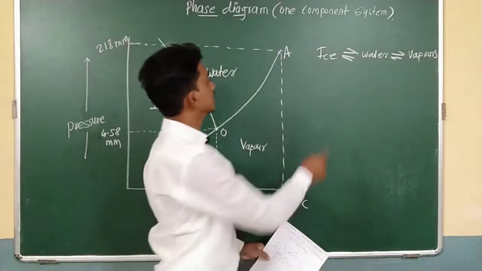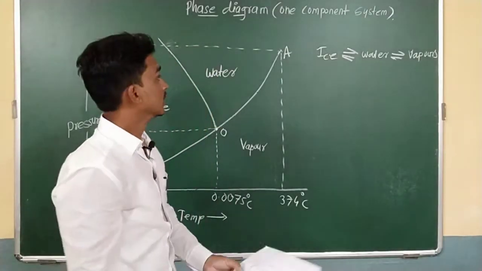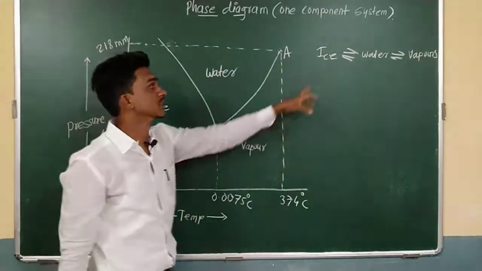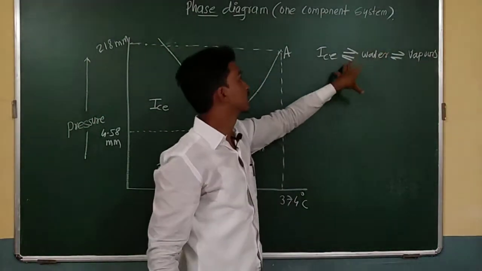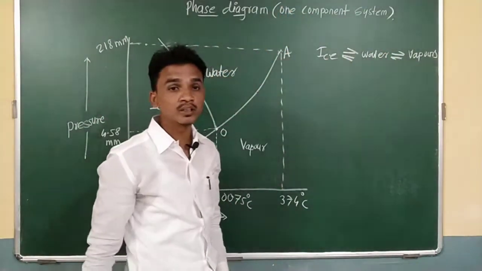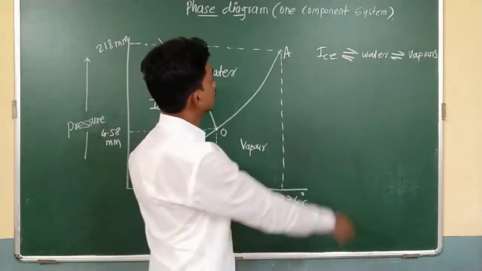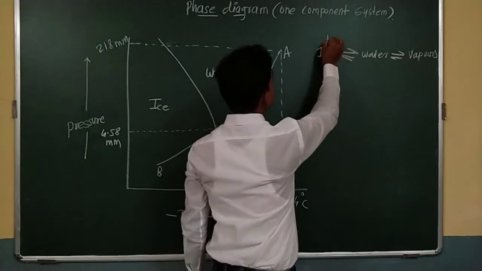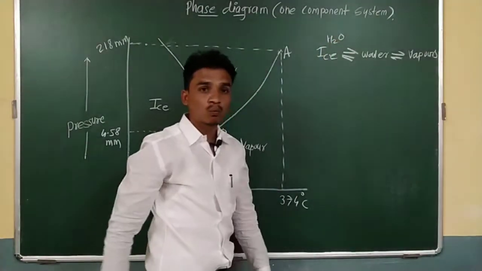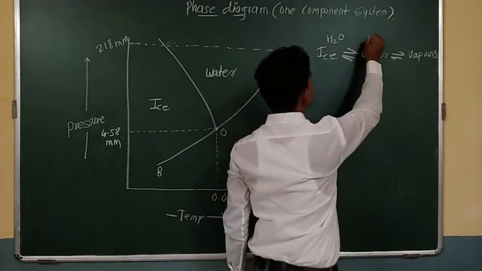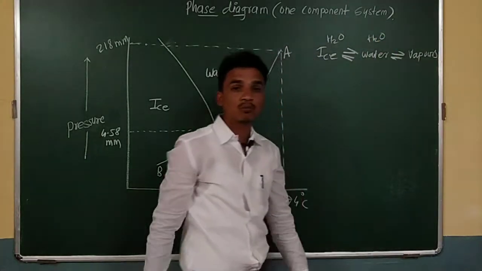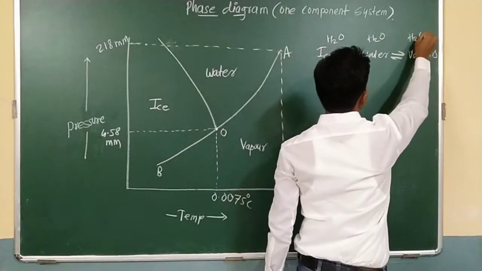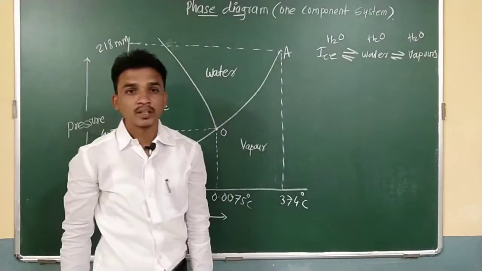This is the example of the water system, and this is a one component system because only a single component is present in this system. One component means what? Ice is made up of water molecules, so here it is also H2O, water. This is also water in liquid form. This is also made up of what? Water molecules, and these vapors from the water molecules are also made from H2O.